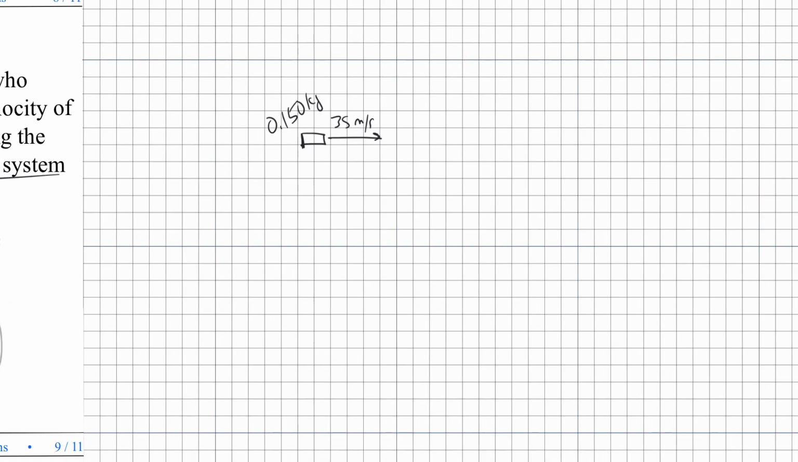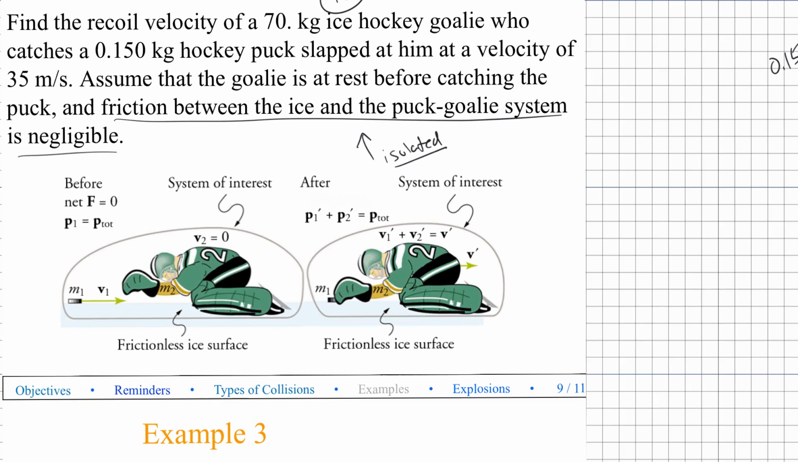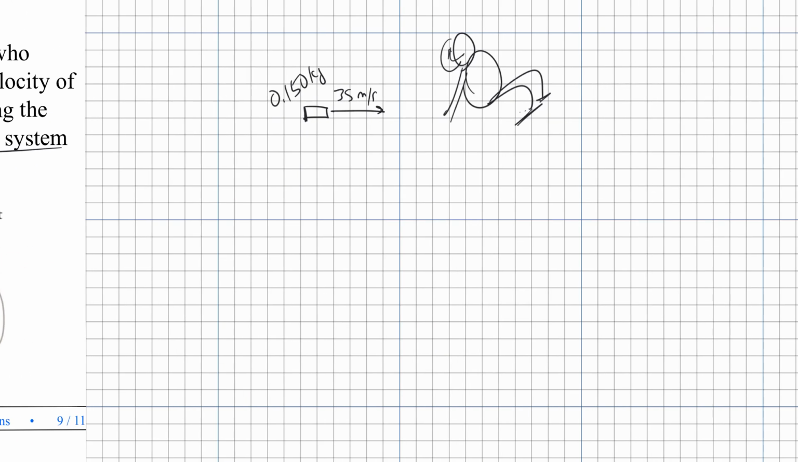He's much bigger. I can't draw a goalie. What is the goalie doing? I don't know what's going on there. Anyway, the goalie, he's got a mask. Whatever, he's on ice skates. This is the worst drawing ever. Doesn't matter. Anyway, his mass is, what, 70 kilograms. Seems kind of small to me. Anybody know approximately how big a goalie is?